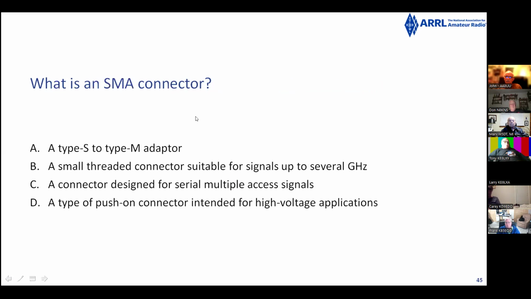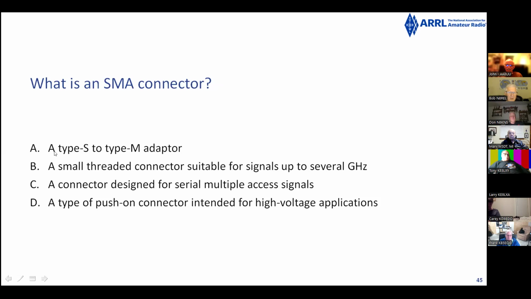What is an SMA connector? And I don't know what it stands for. A type S to type M adapter. Ooh. A small threaded connector suitable for signals up to several gigahertz. Ooh, a connector designed for serial multiple access signals. SMA, huh? A type of push-on connector intended for high voltage applications.